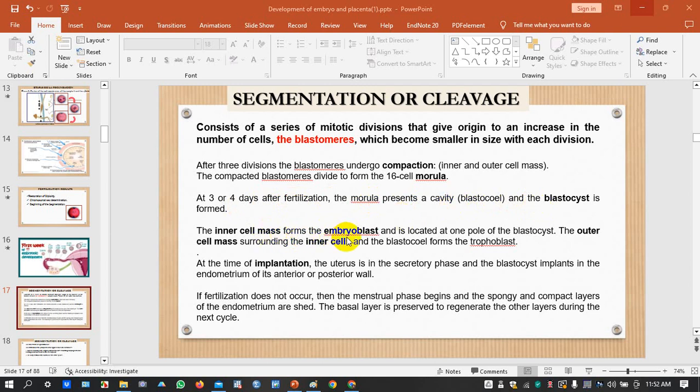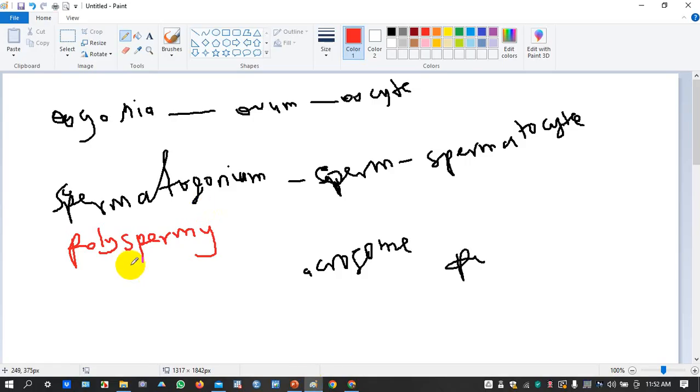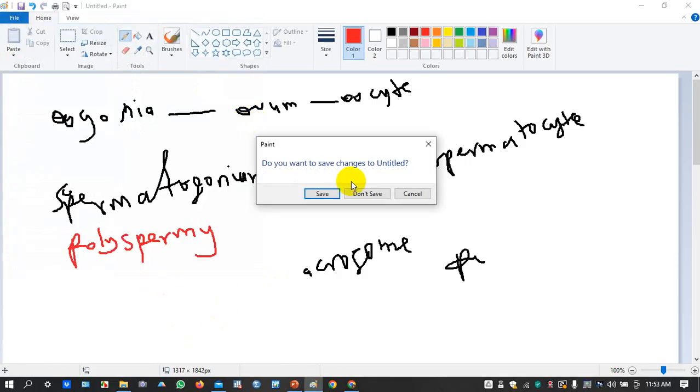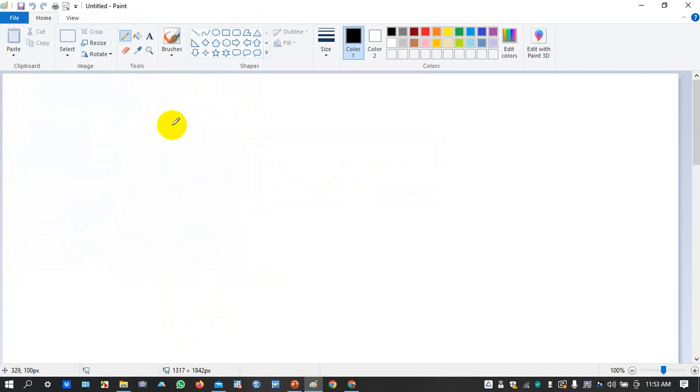The inner cell mass forms the embryoblast and is located at one pole of the blastocyst, as I explained in the previous video. The outer cell mass surrounding the inner cells and the blastocoel forms the trophoblast. So we have the cytotrophoblast and syncytiotrophoblast. And the trophoblast leads to the formation of fetal membranes, because the embryoblast will lead to the formation of the fetus. So the trophoblast will lead to the formation of fetal membranes.